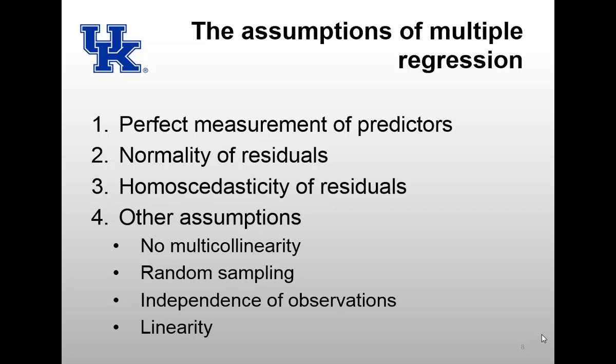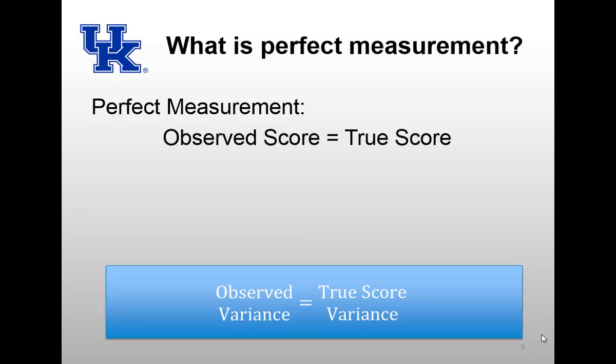So the assumptions of multiple regression are many. The ones of interest to us today refer to the perfect measurement of predictors and also the normality and homoscedasticity of residuals. There's a bunch of other assumptions, but they're not relevant to us today. So what is perfect measurement, I think, is the first idea that's really important to think about here.